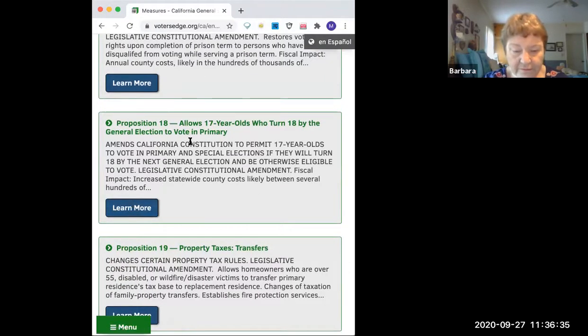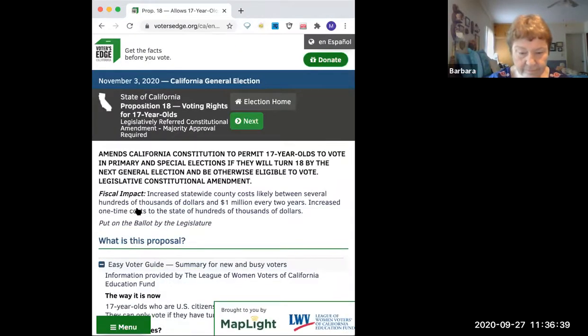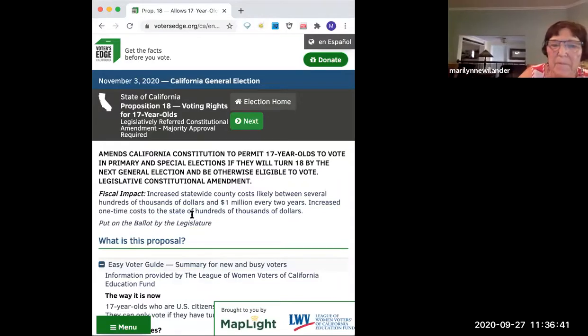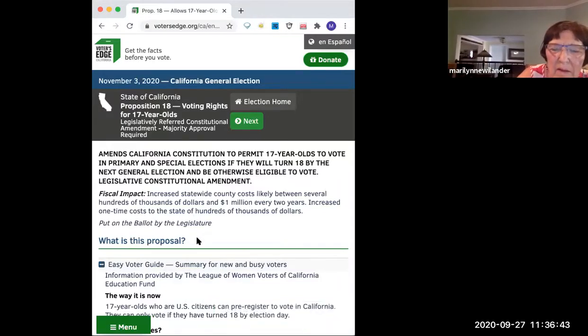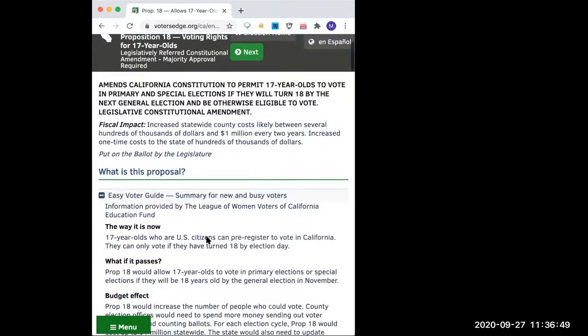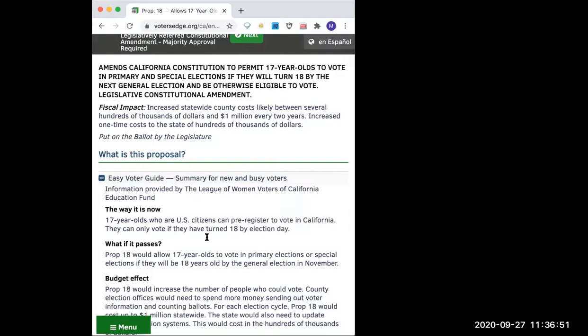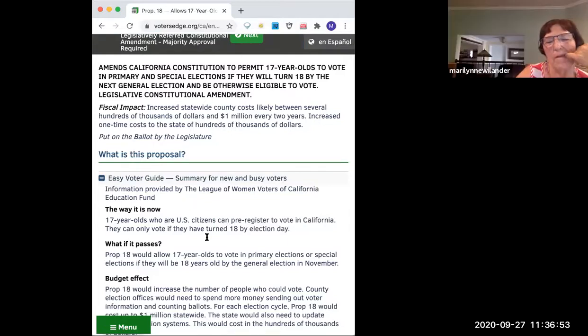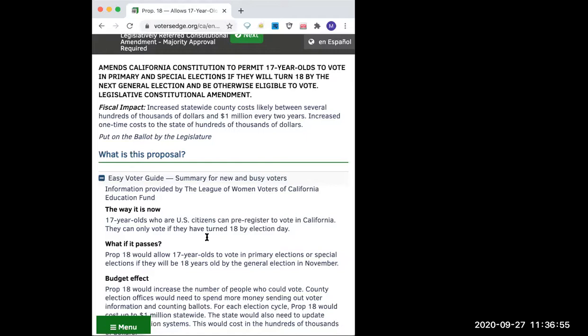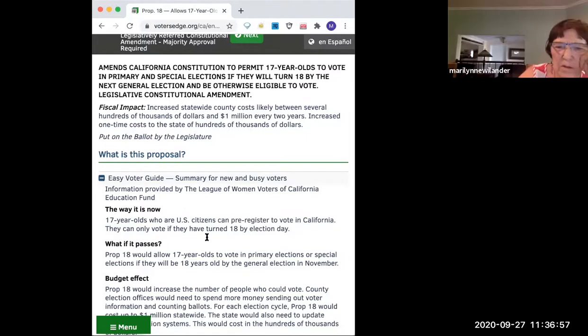Rogers is on Prop 18. Okay, Proposition 18 is probably the easiest one of all of them. This is to permit 17-year-olds to vote in the primary and special elections if they will turn 18 by the time of the next general election.